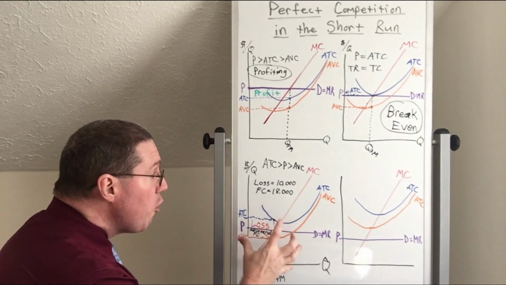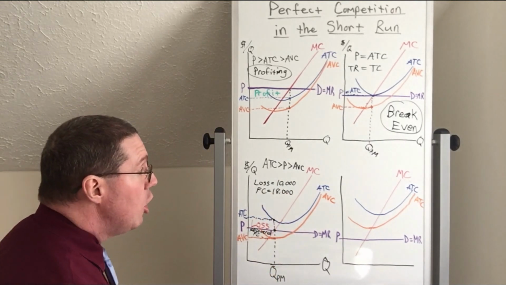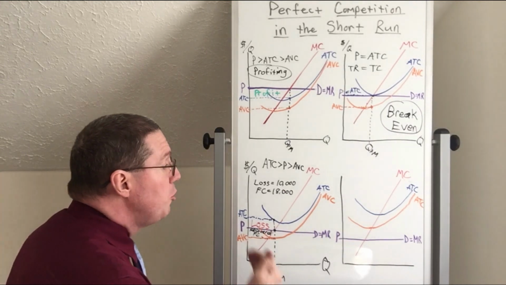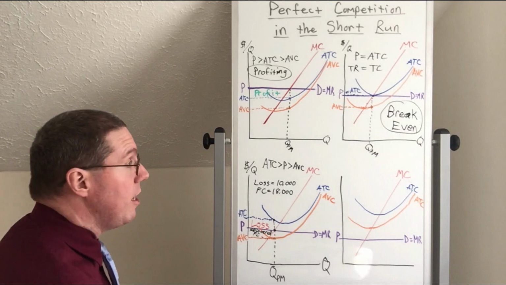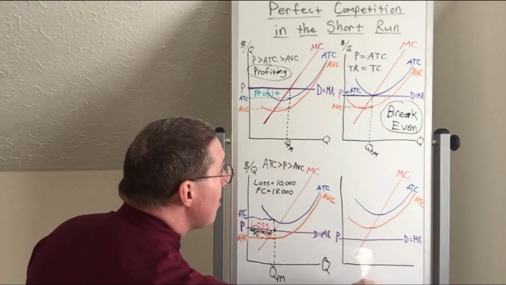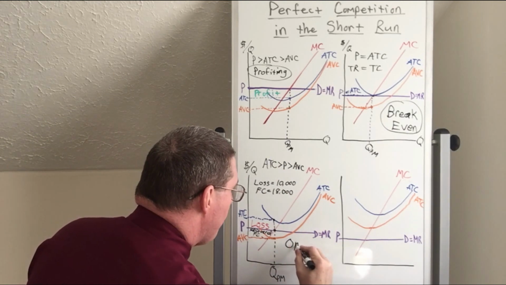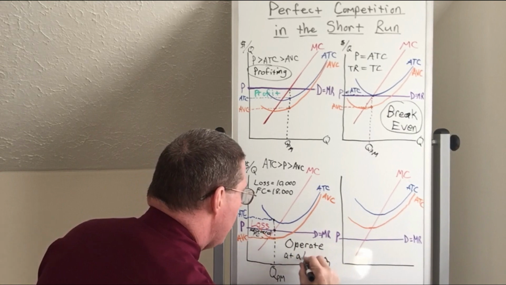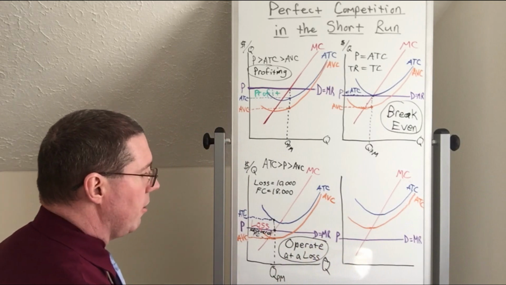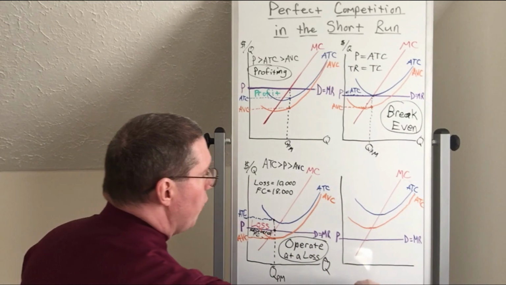So here, this firm is at least recovering $8,000 in fixed costs. So it is good for them to keep doing business because they're recovering some of their fixed costs. Okay? So here, we are operating at a loss, but we're going to keep on operating. So we're going to say operate at a loss. This firm is going to choose to operate at a loss because at least they're recovering some of their fixed costs.